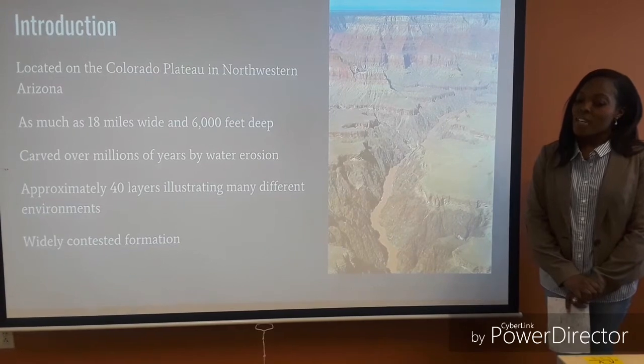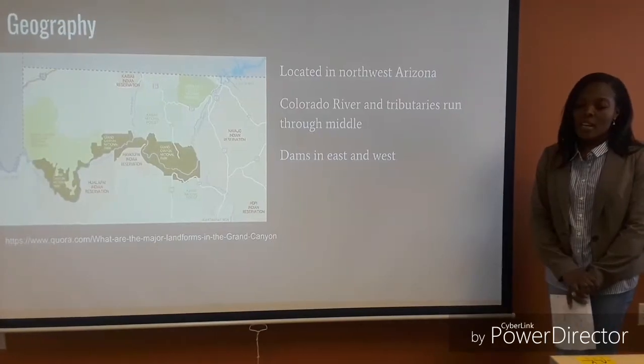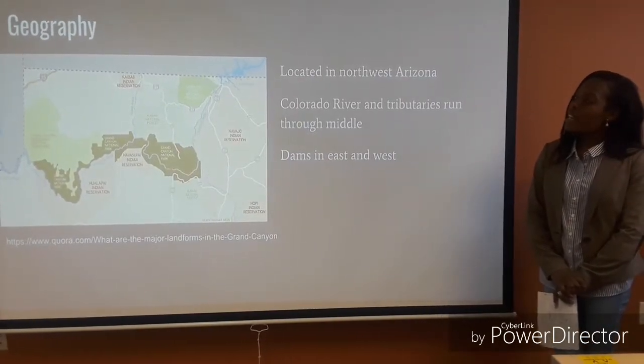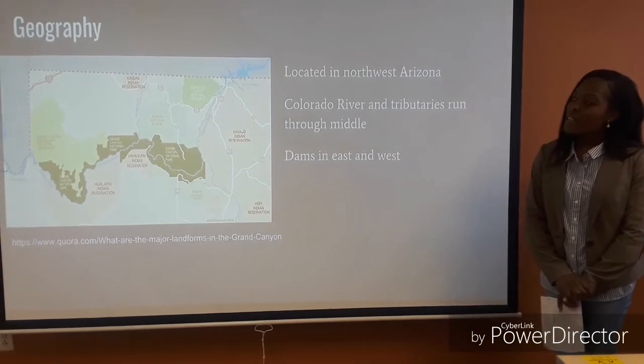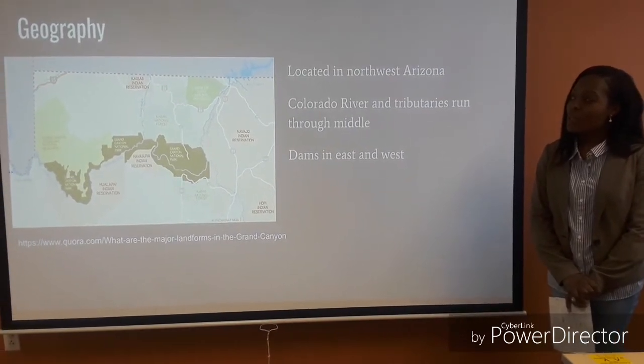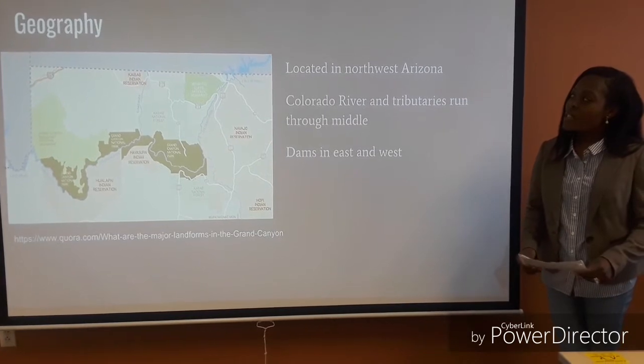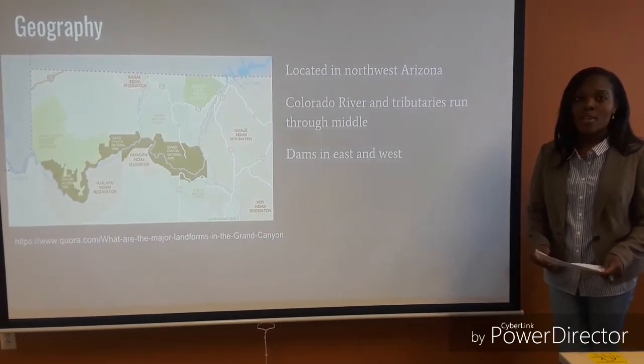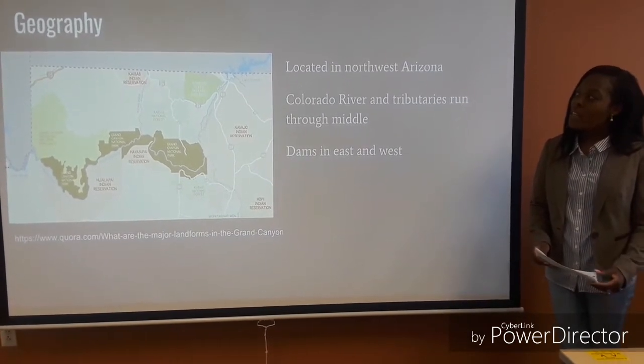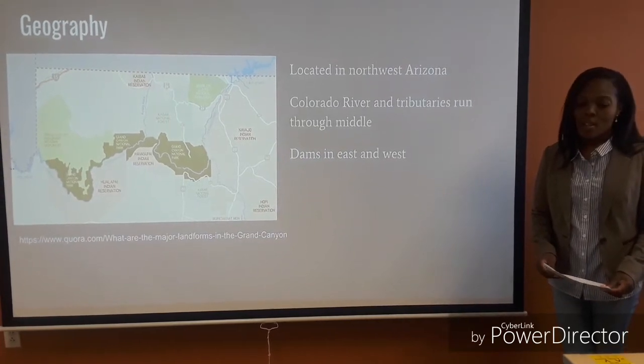Just a little geography. In its central portion, you can see the Colorado River flowing through it. It is also sandwiched between two dams, with the Glen Dam in the east and the Hoover Dam in the west.